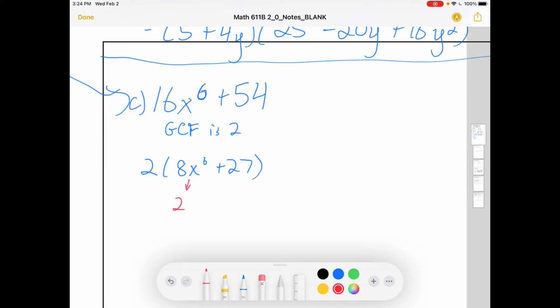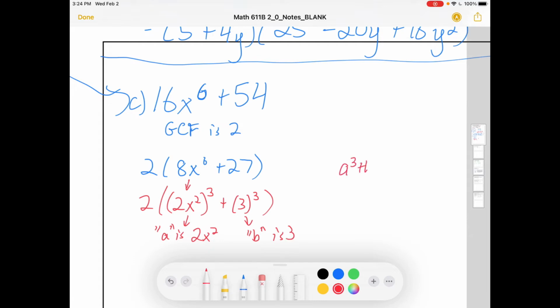8x to the 6th: 2 cubed gives you 8, and x squared cubed gives you x to the 6th. So really this is (2x squared) all cubed, plus, and this is obviously 3 cubed, the 27. So in other words, our a is 2x squared, and our b is 3. And here was the formula: a cubed plus b cubed equals (a plus b)(a squared minus ab plus b squared). So let's put it to use. We're still going to have that 2 out front.